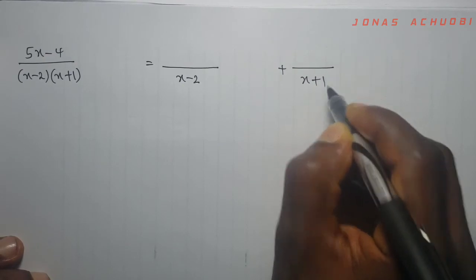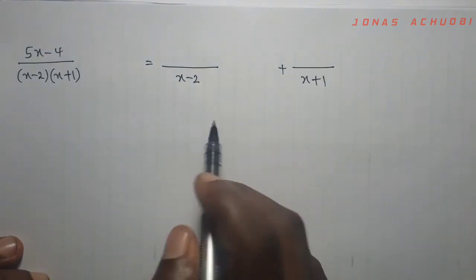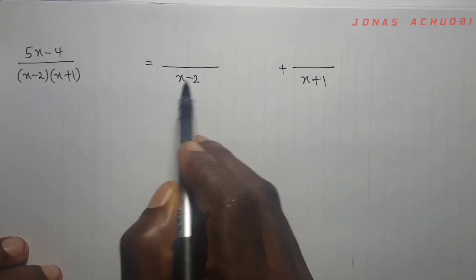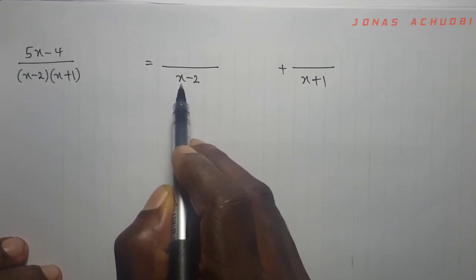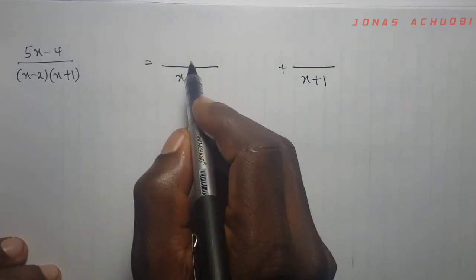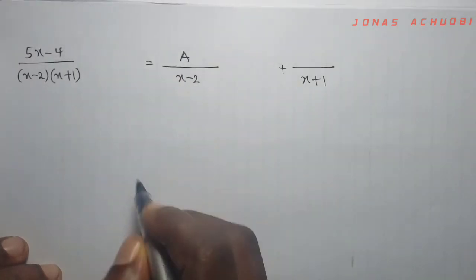X plus 1. In a moment, you will know why I'm leaving these spaces. Good. Now, to the first factor. This factor is linear. That is to say that the highest power of x is 1. So what should be up? It should be a polynomial of degree 0. So I just simply write A.